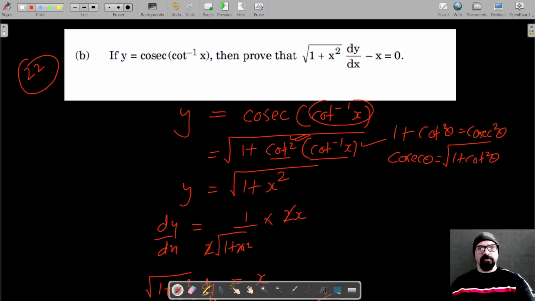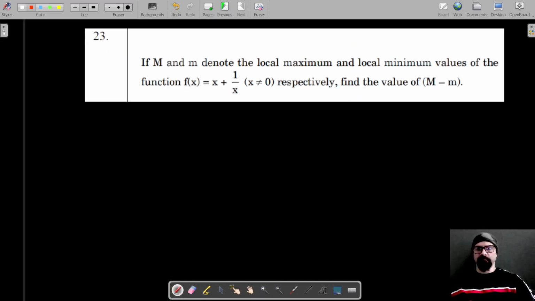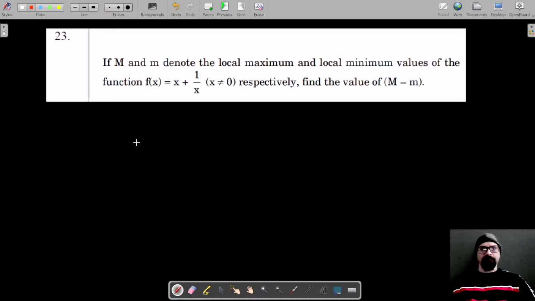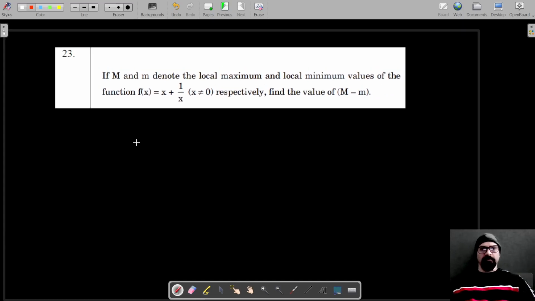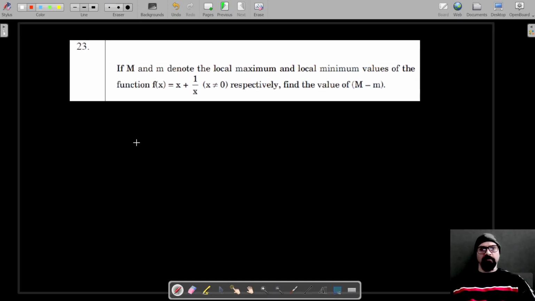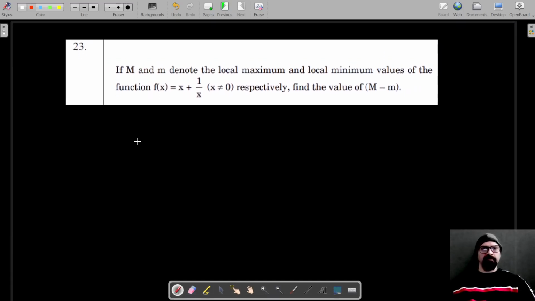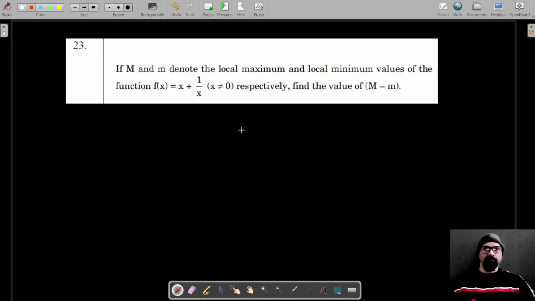Moving on to question number 23. For question number 23, it's given that if M and m denote the local maximum and local minimum values of the function f of x is equal to x plus 1 by x, we have to find the difference of the local maximum, that is M, and local minimum, that is m. So let's find out the local maximum and minimum value first.